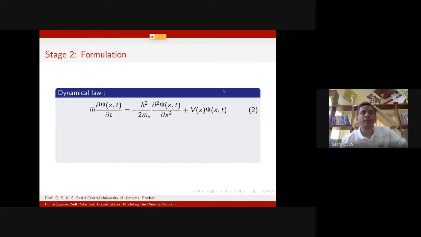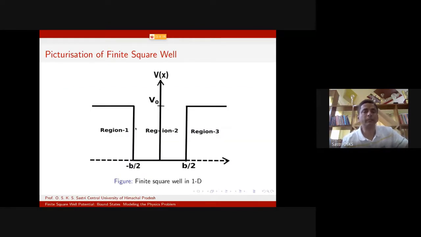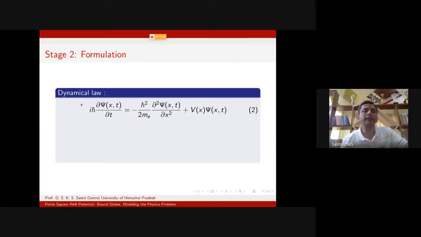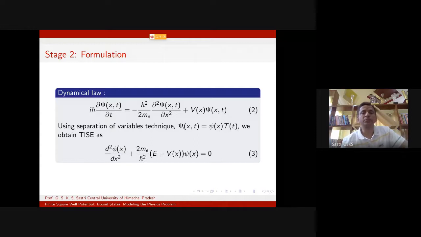Now the formulation, second point: the first part of the formulation is the interaction law, describing the interaction law mathematically. The second step is to describe the dynamical law mathematically. At the microscopic level, we know that the time-dependent Schrodinger equation governs the dynamics of the particle. One can use a separation of variables to obtain the time-independent Schrodinger equation. And this is our aim, right? Our aim in this workshop is to solve this for various potentials.